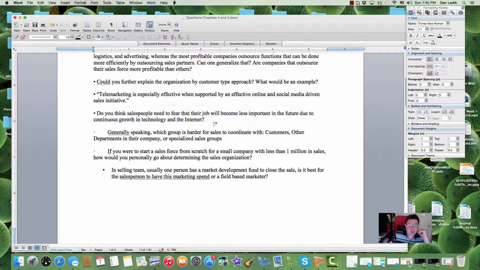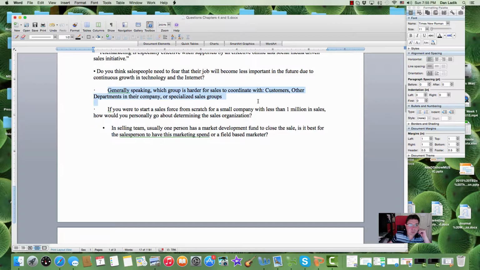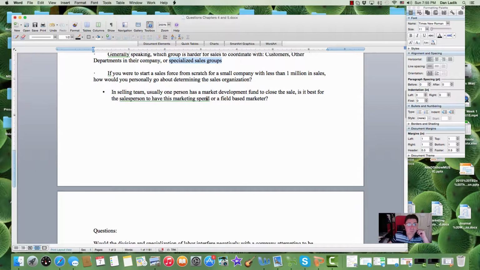Do you think sales... Okay, I did that one already. Generally speaking, which group is harder for sales to coordinate with: customers, other departments in their companies, or specialized sales groups? Customers. It's customers. This isn't even an argument, because you need to get the time in front of the customer, and the customer's probably not going to give you the time. In your own company, no problem. Specialized sales groups, no problem.